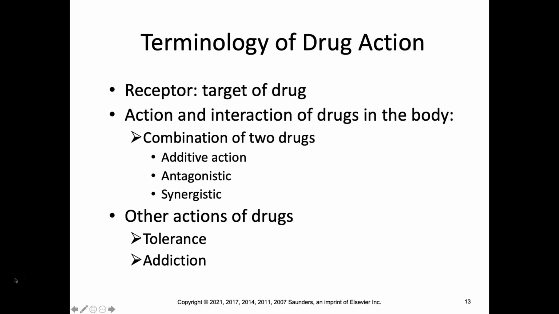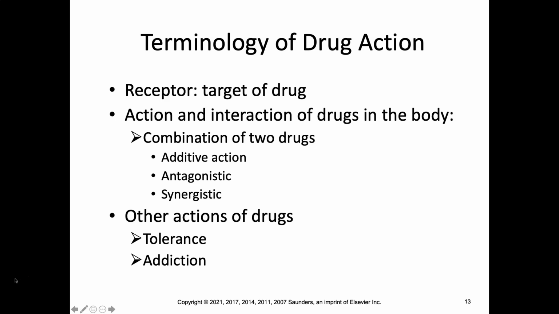And really quick, before I go into action and interaction of drugs in the body, in your book, it talks about the dose and the schedule. Make sure that you know those terms. Anything that's bolded in your book, you really want to know those terms. I know it's a little late in the day to be mentioning that, but just a reminder.